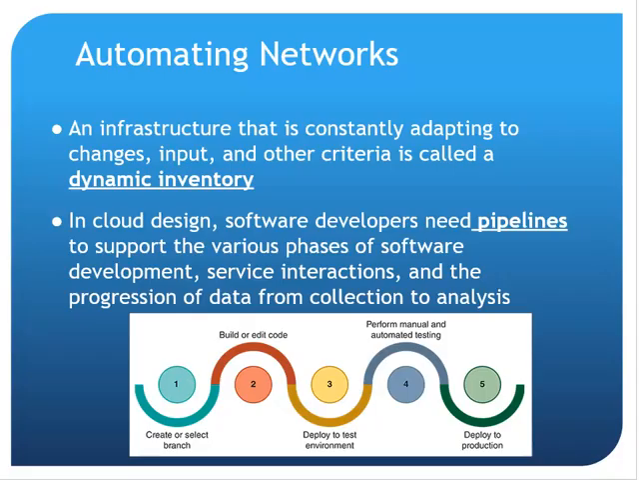The infrastructure constantly adapting to changes in input and other criteria is called a dynamic inventory. So my network that's changing to all these things is a dynamic inventory. In cloud design, software developers need pipelines to support the various phases of software development. They give you an idea down here of how this flow gets done. We build code, we develop, we test it, and then we deploy it. And that cycle a lot of times gets repeated as we need to adjust things or adapt to things.